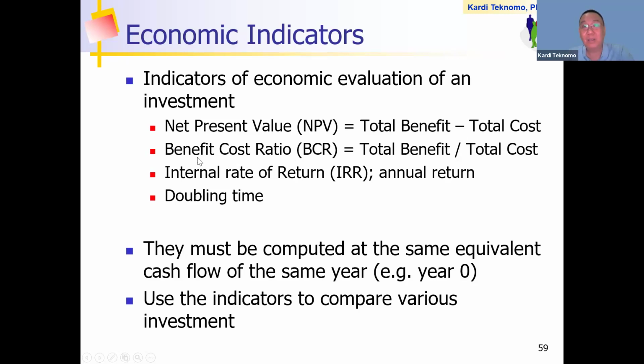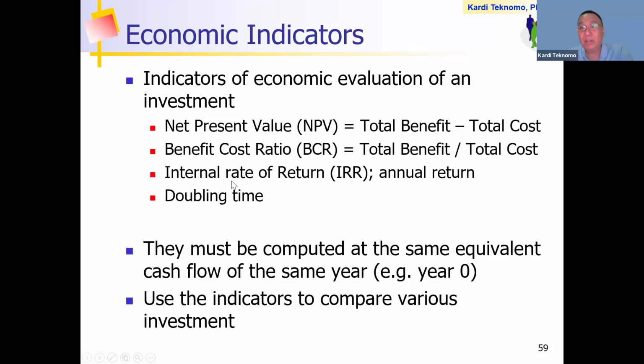The second economic indicator is called BCR, or benefit cost ratio. Again, you compute the total benefit and then you divide. Instead of minus, you now divide. Of course, NPV must be larger than zero to make the total benefit larger than the cost. BCR, in this case, must be larger than 1, so that the total benefit is larger than the cost.